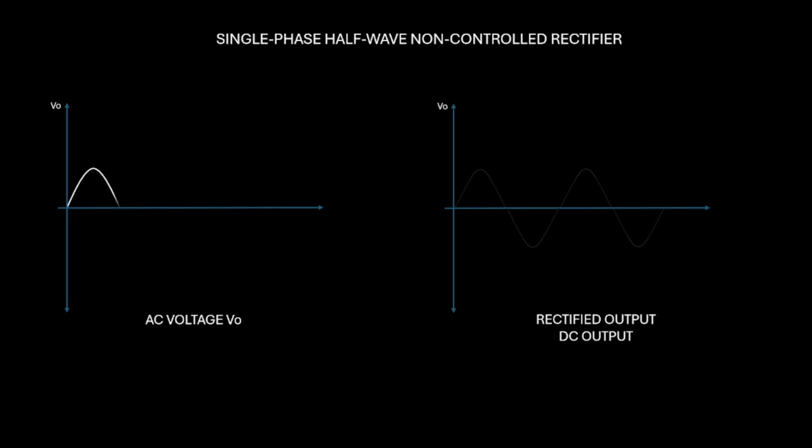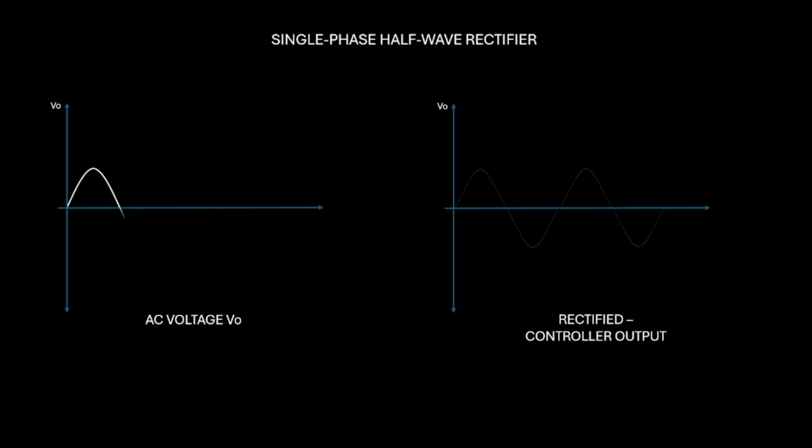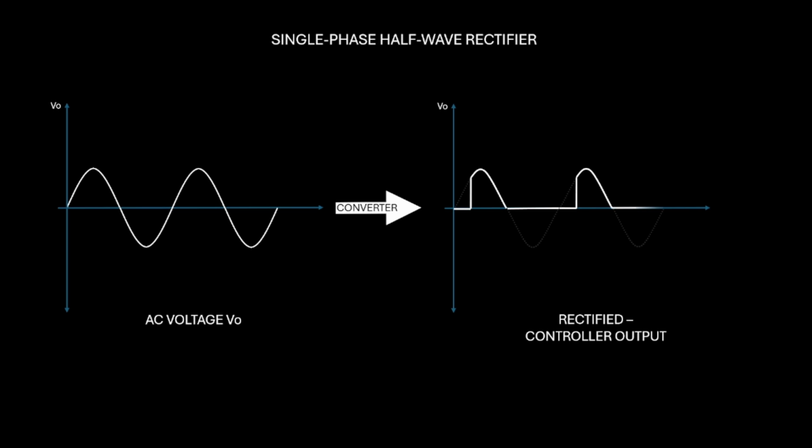Here we see the AC input represented by the sine wave. As this current passes through the converter, the negative half of the waveform is removed, resulting in a rectified output or DC. By introducing a controllable element like an SCR, we can control when the rectifier starts conducting. This delayed conduction allows us to fine-tune the power output based on the system's needs, making it ideal for applications like motor speed control and voltage regulation.